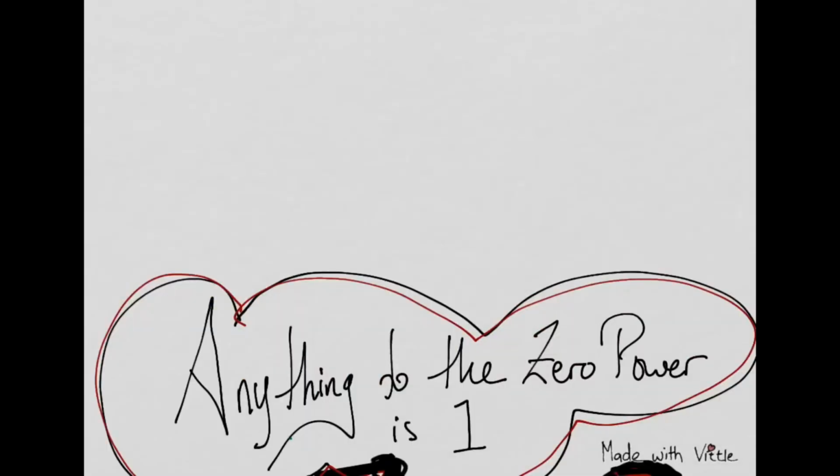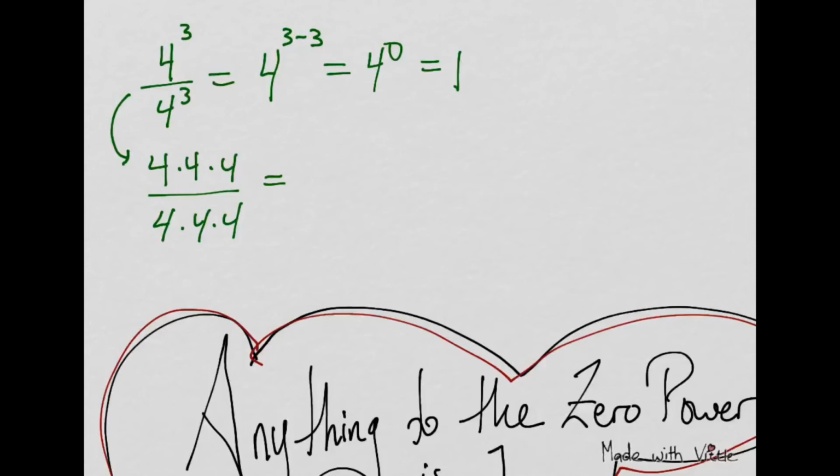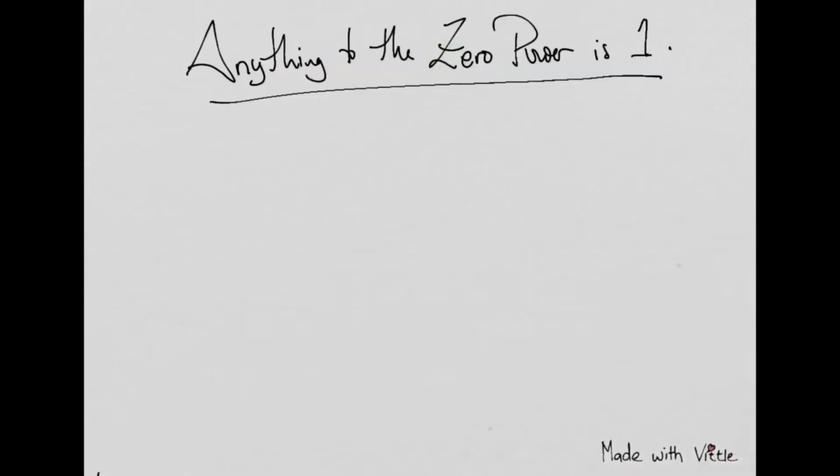But what happens when it's 4 to the 3rd divided by 4 to the 3rd? By exponent rules, it's 4 to the 3 minus 3, which is 4 to the 0. But anything to the 0 power is 1, and here's why. That 4 times 4 times 4 over 4 times 4 times 4, as you know, these cancel, these cancel, these cancel, leaving you with 1 over 1, or basically just 1. So anything to the 0 power is 1.